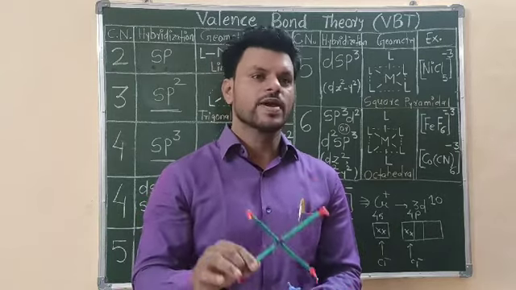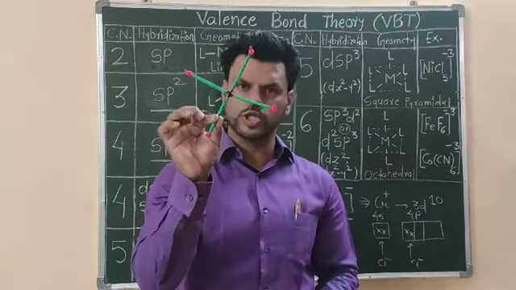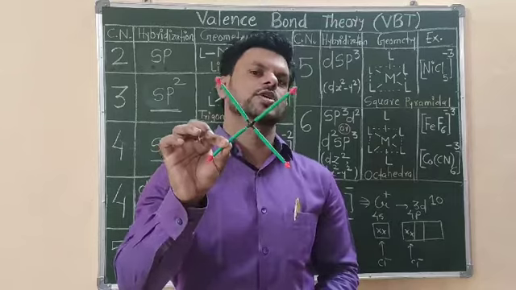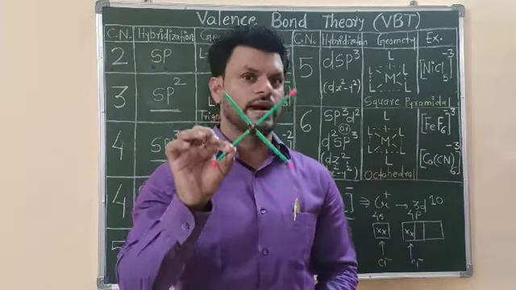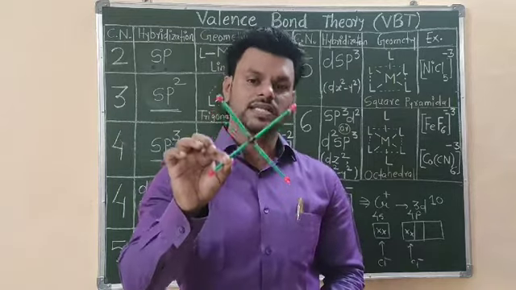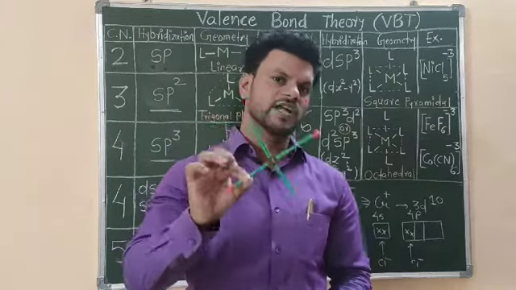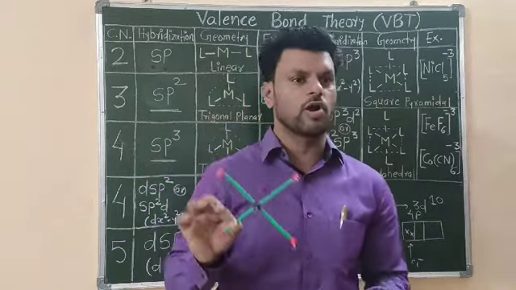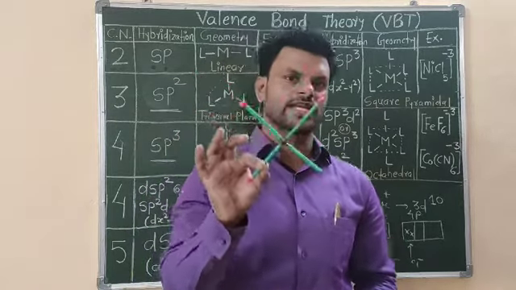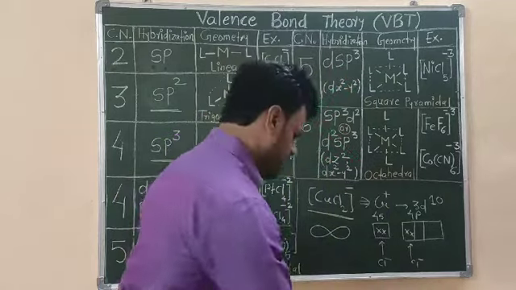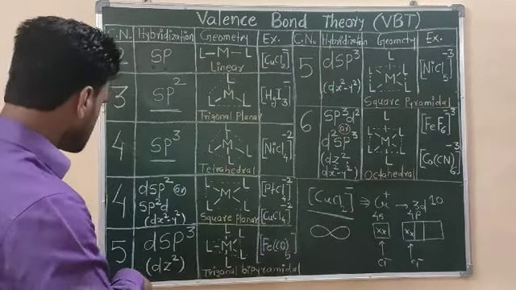So when we have a square planar kind of geometry, the d orbital will always be dx square minus y square. Why this is the orbital, that part we'll discuss in crystal field theory. But for the time being, remember that square planar means dx square minus y square. This is the orbital involved in the bonding.